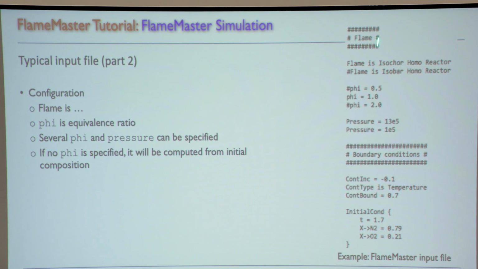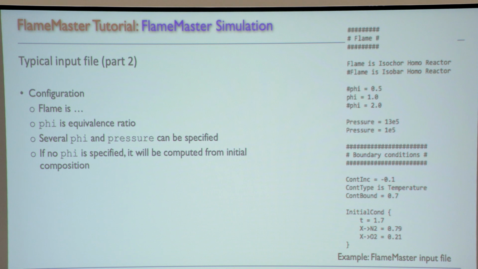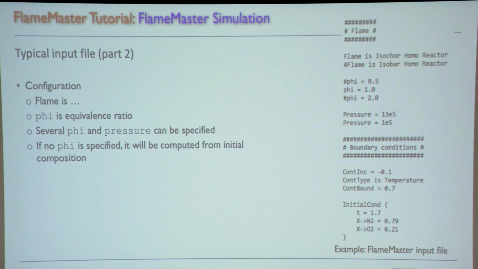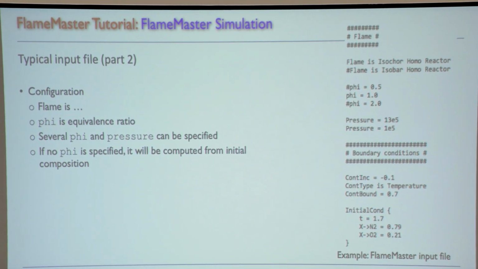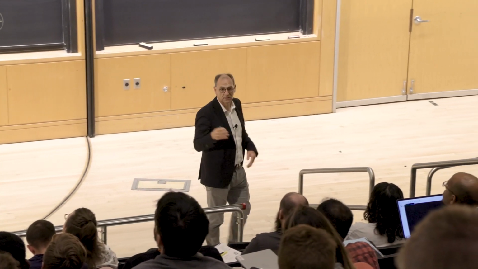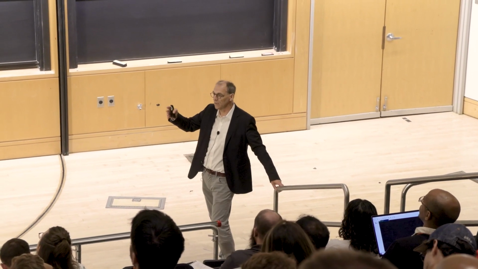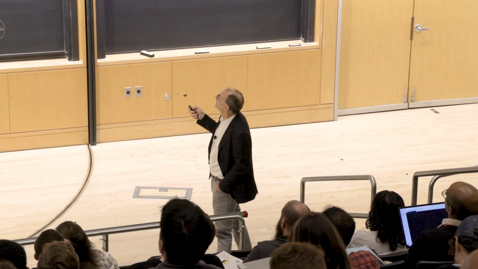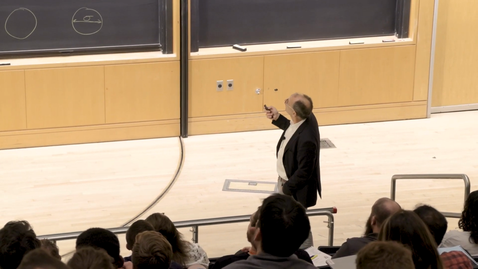Then the next part is about the configuration. So this says here flame is isochoric homogeneous reactor, or some abbreviation of this, but you could also say isobaric homogeneous reactor, or it could say unstretched premixed flame, or diffusion flame, in physical coordinates, in mixture fraction coordinates, and things like this. Or it could say unsteady spherical flame. So there are keywords here that allow you to compute different configurations.